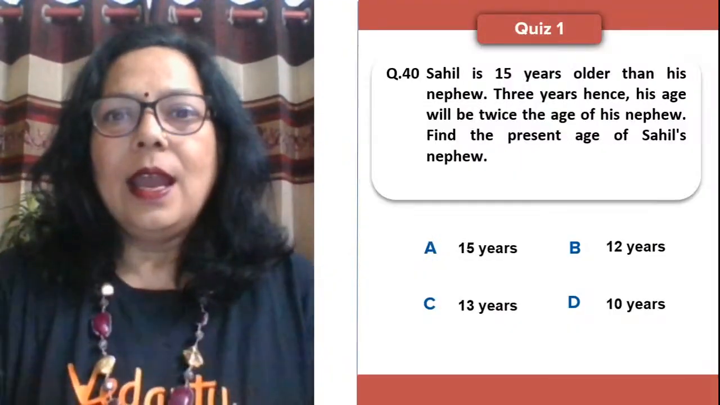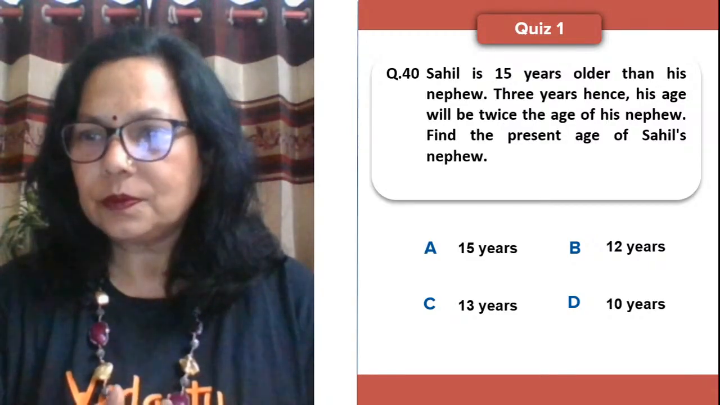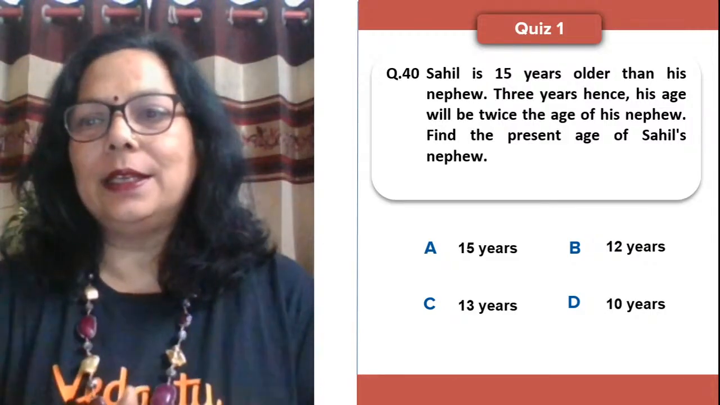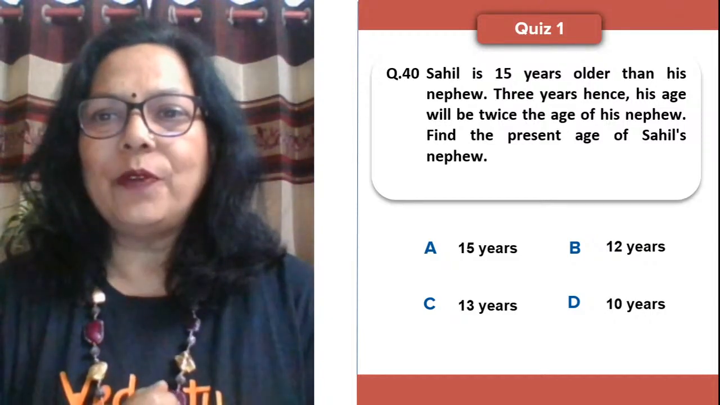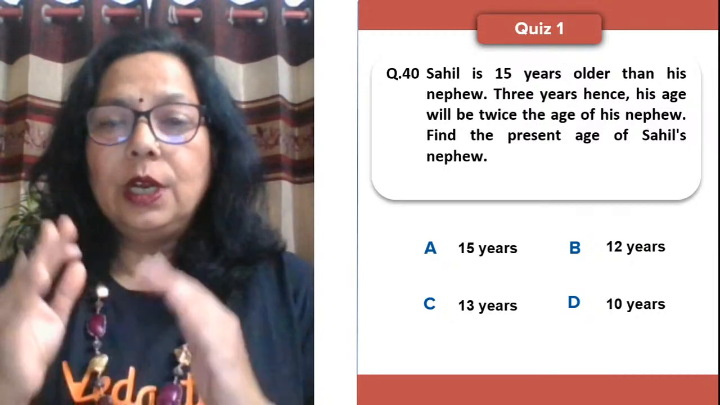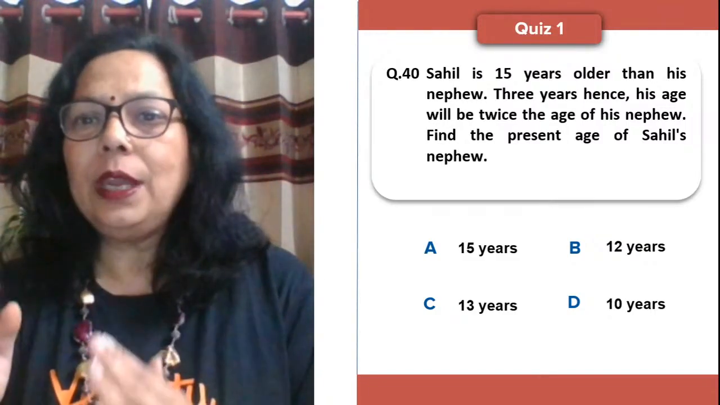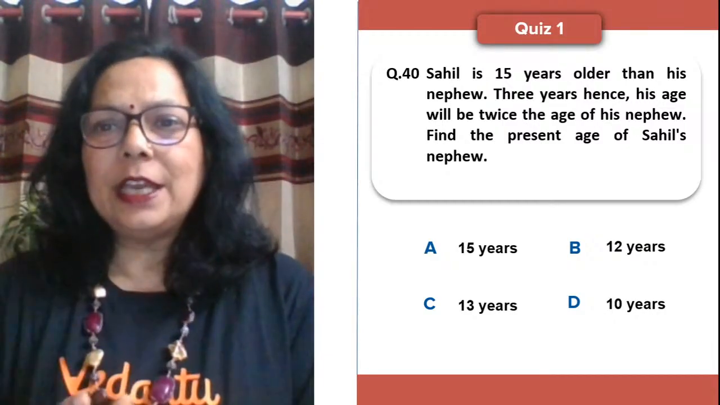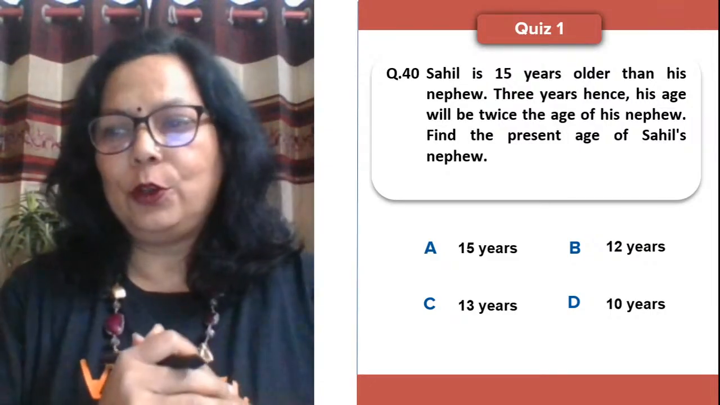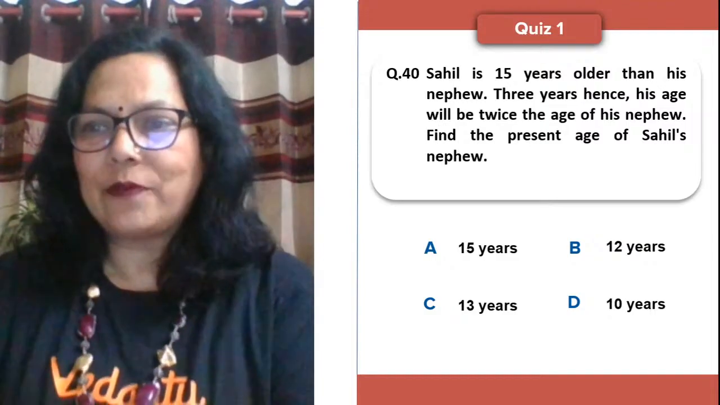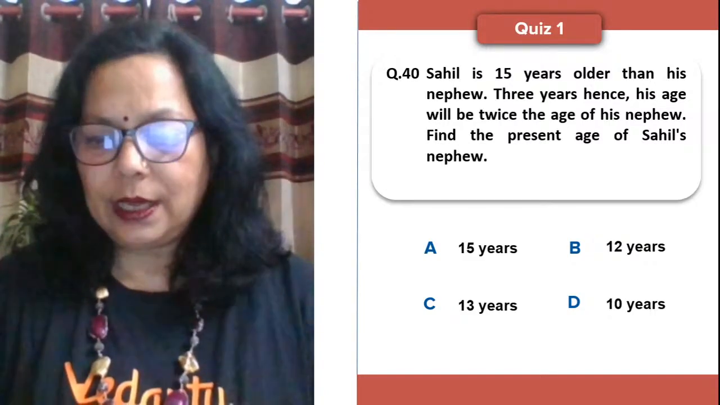Welcome once again. And yes, we come to question number 40. Let us see who does it. All the best to my dear little champs. I read question number 40. Sahil is 15 years older than his nephew. So age is being compared with nephew. 3 years hence means plus 3, his age will be twice the age of his nephew. Find the present age of Sahil's nephew. I know all of you can do this question because we have done a lot of practice of these questions in the class as well.